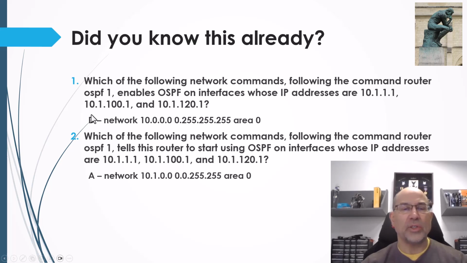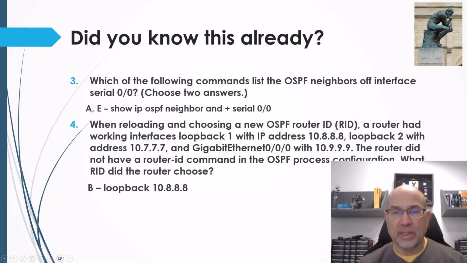The answer to question 1 was 10.0.0.0, and then the wildcard mask was 0.255.255.255, which would capture all of these because it doesn't matter what went on in the last 3 octets. This is as opposed to the answers that began with 10.1, where we needed a different wildcard mask. Which of the following commands list the OSPF neighbors off interface serial 0? Well, there were 2 of them. You could just do a show ip ospf neighbor, or you could say show ip ospf neighbor and then the serial interface, serial 0/0. Both of those would work.